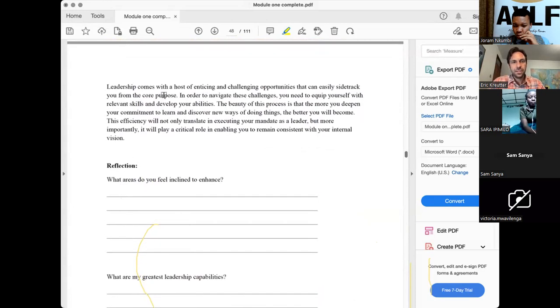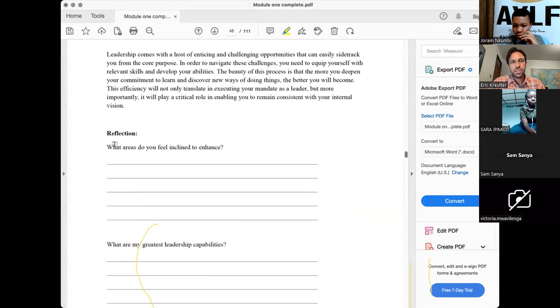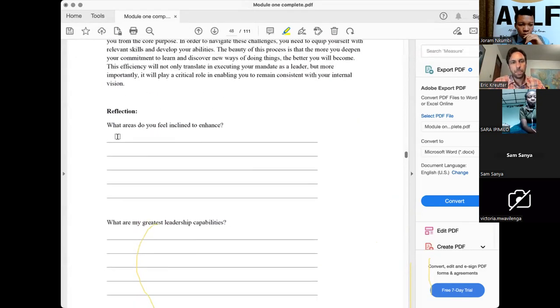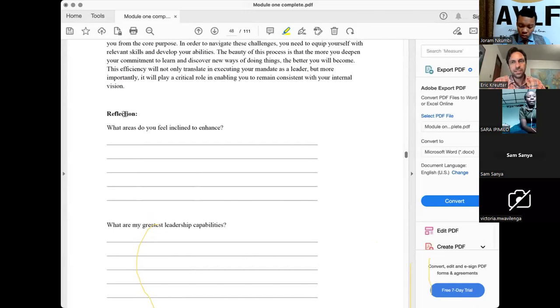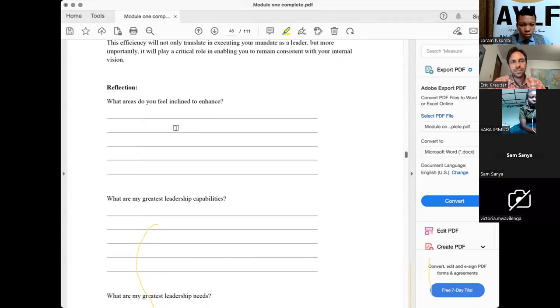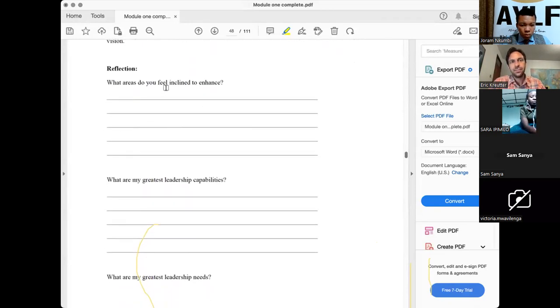So if you want to take time in your own personal time for reflection, there are some reflections here that you can go through. What is it you feel inclined to enhance? Meaning, what is it that you feel like you need to learn in order to continue your leadership journey?